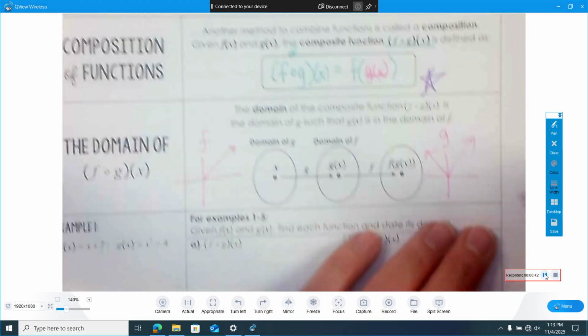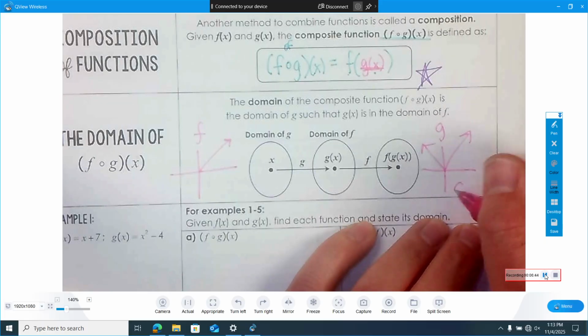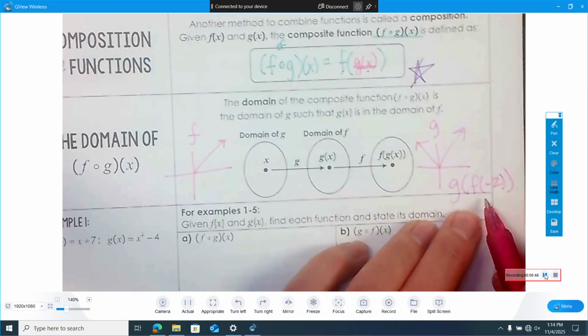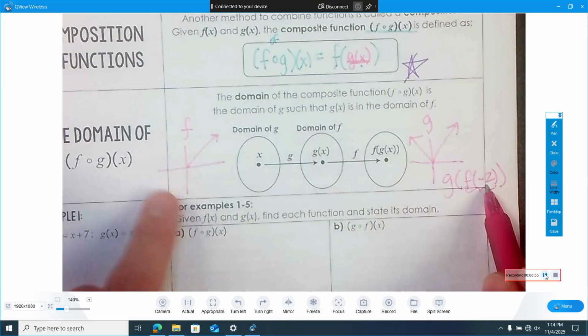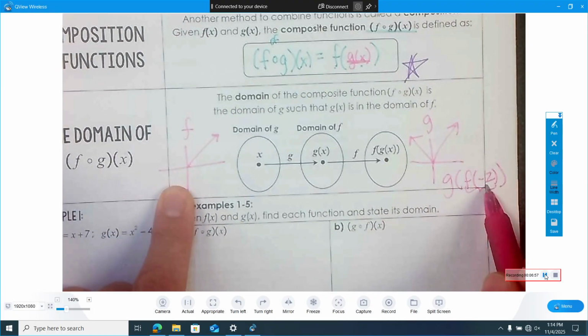And if you had the composition g of f of negative 2. G of f of negative 2. Well, just like what we just did in Delta Math, f of negative 2, I'd have to go over here. Can I figure out f of negative 2? No, why not?